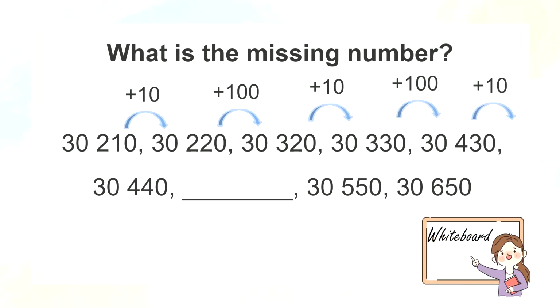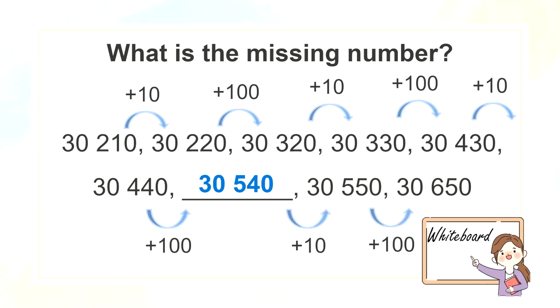So to get the missing number, we need to add 100 to 30,440. And what answer is this? It is 30,540. Then we check that the rest of the numbers still follow the pattern.